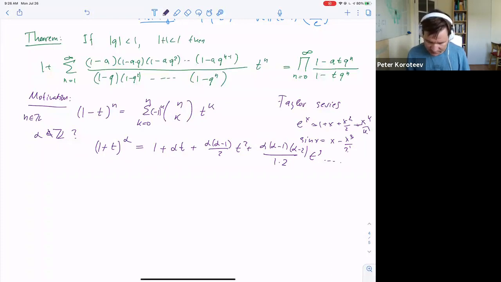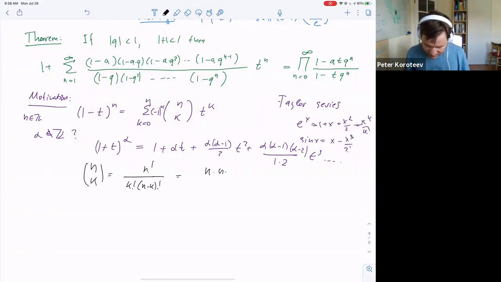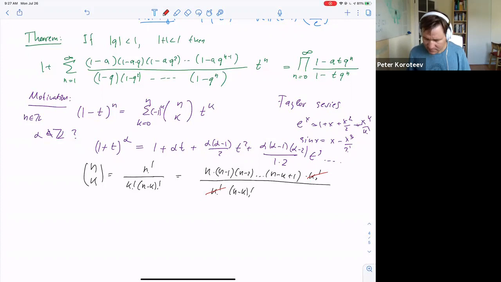Because what is the binomial coefficient n choose k? n choose k is n factorial over k factorial times n minus k factorial. Let's do it backwards: it's n times n minus 1 times n minus 2, etc., times n minus k plus 1, times n minus k factorial, divided by k factorial times n minus k factorial. So the n minus k factorial cancels, and you'll get this formula. So you have this power here, and then alpha minus 1, alpha minus 2, and so on.